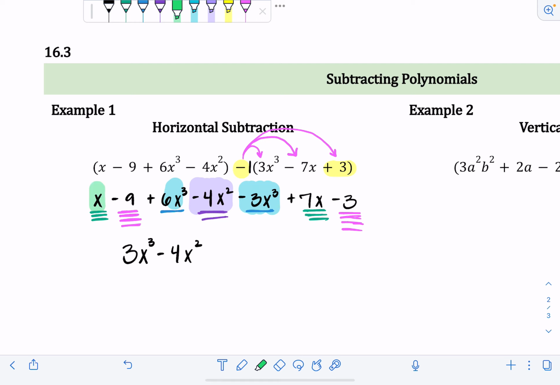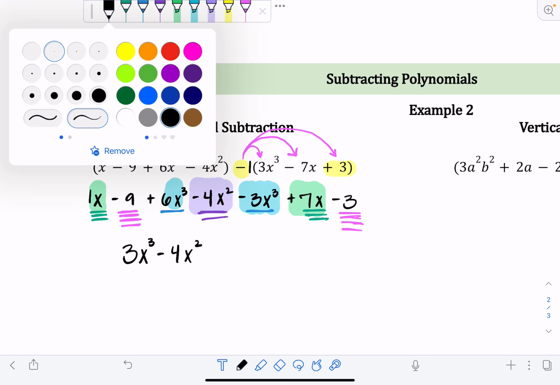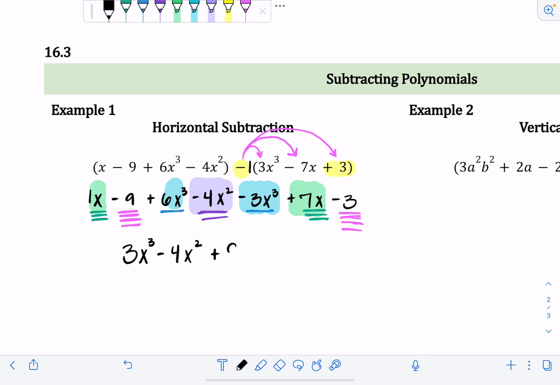Next I'll do just my regular x's, so x plus 7x. Remember, if you don't see a number in front, then that's a 1x. So it'd be like 1 plus 7 would be 8x. And then next I have a negative 9 and a negative 3. So if I have 9 negatives and then I combine it with 3 more negatives, I now have 12 negatives. So minus 12. So 3x to the third power minus 4x squared plus 8x minus 12.